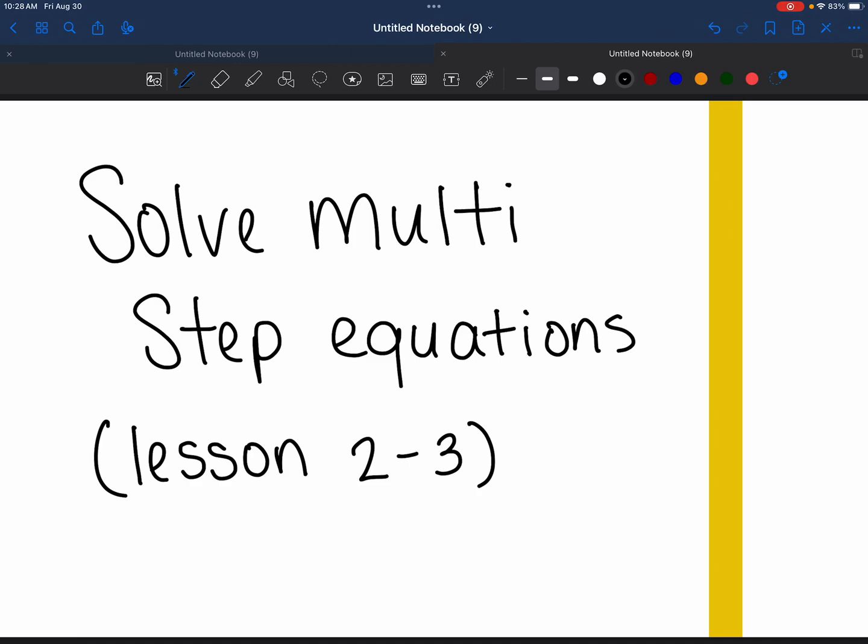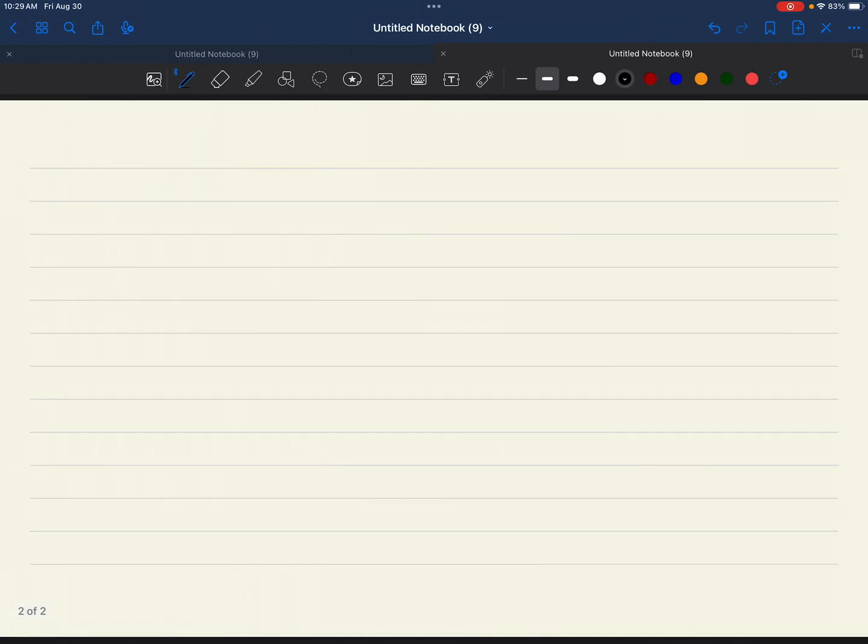Okay, today we're starting 2-3, solving multi-step equations, which is the reason we spent so much time on one-step equations. If we know how to do all the different types of one-step, then when we move to multi-step equations, it shouldn't be too difficult, okay? So, let's look at our first example. 3x plus 7 is equal to negative 8, okay?